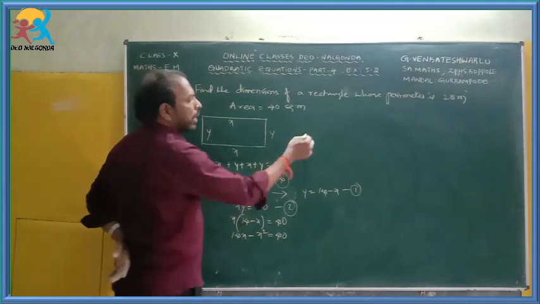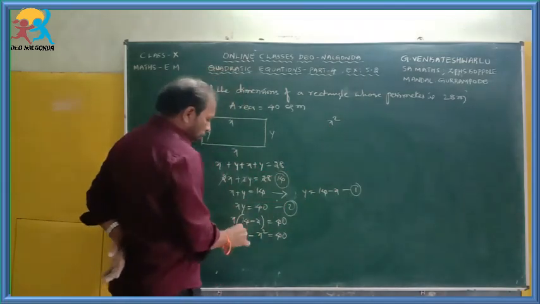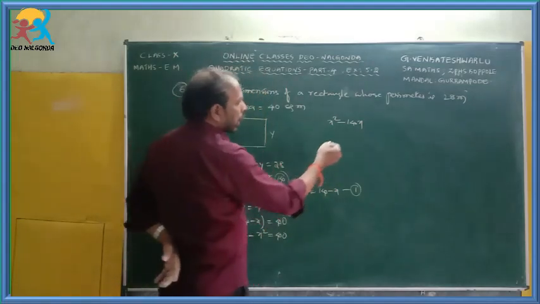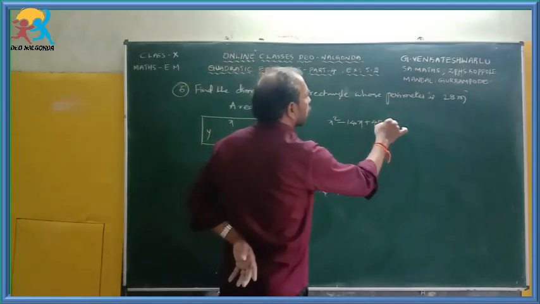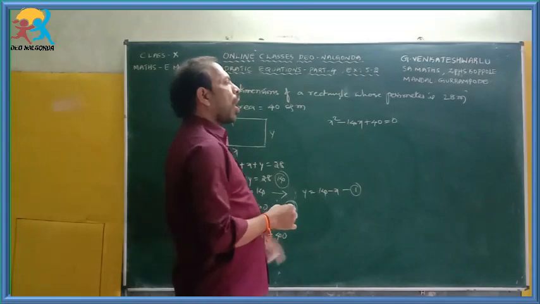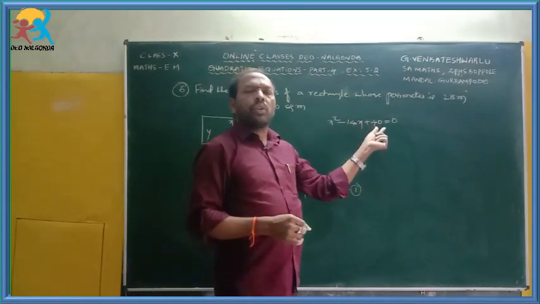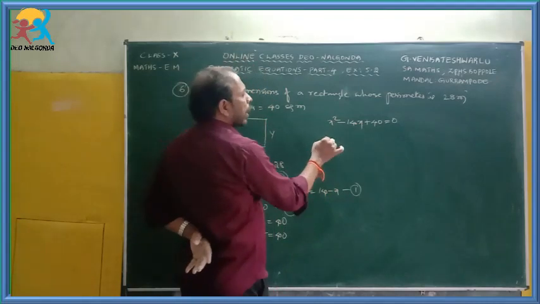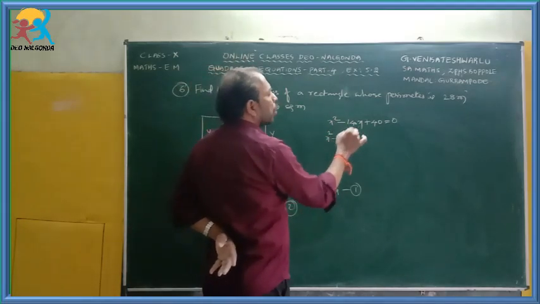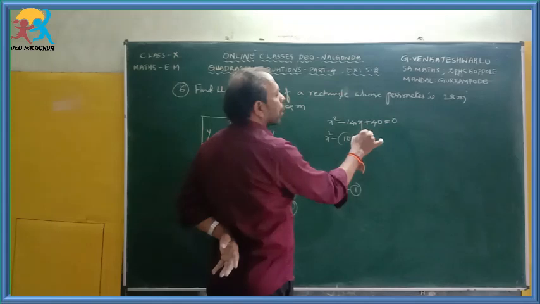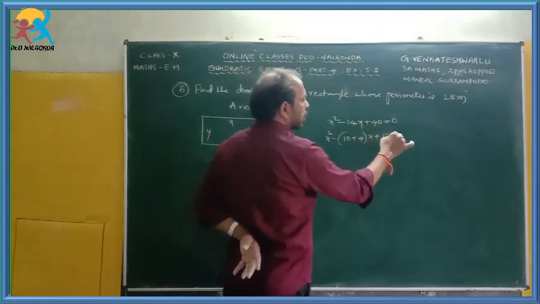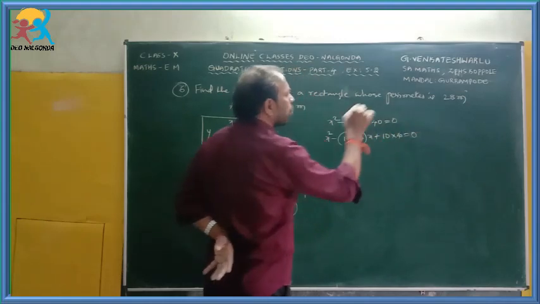Transposing: minus x square becomes plus x square, plus 14x becomes minus 14x, and plus 40 stays as it is, is equal to 0. Look here, 40 can be written as 10 into 4. Here x square minus 14 is written as minus of 10 plus 4, into x, plus 40 is written as 10 into 4, is equal to 0.